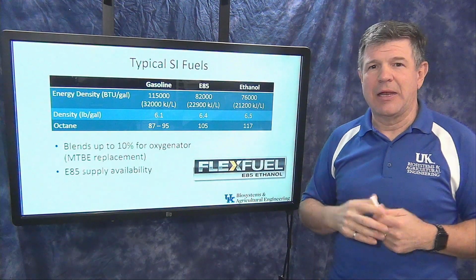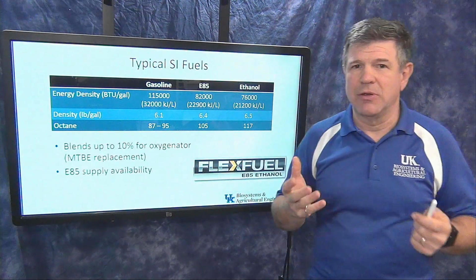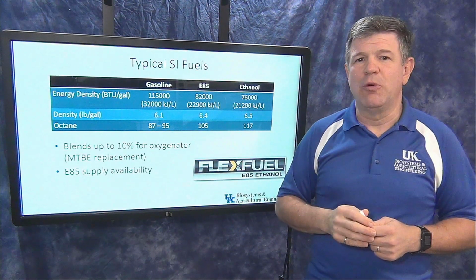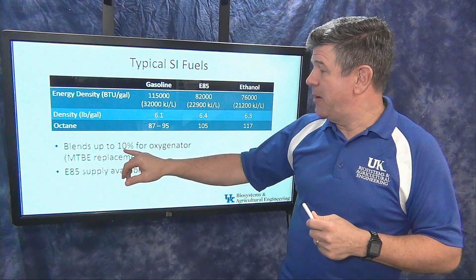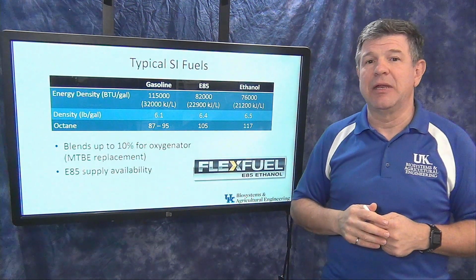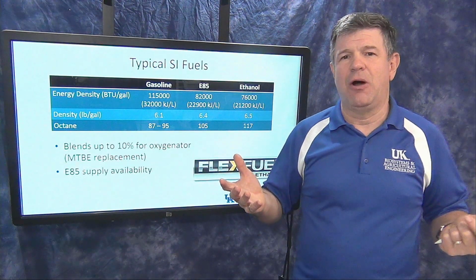Now think about our typical fuel supply. When you go to a fuel pump, or when you're buying fuel for your automobile, if you're buying gasoline, it's probably going to be a 10% blend of ethanol. So we could actually call that E10.